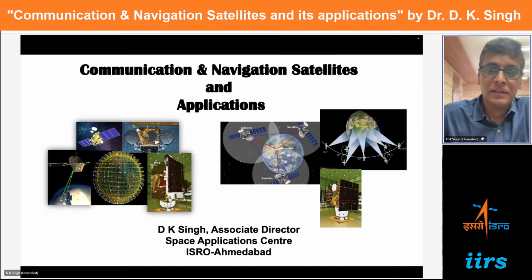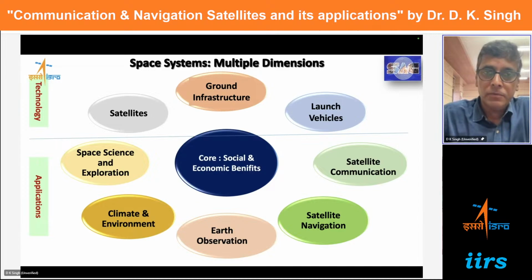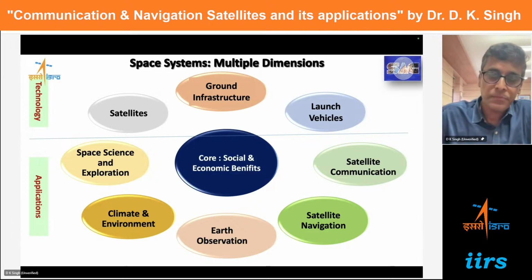So let us start the discussion today. If you look at the space system, it has multiple dimensions. The top side, you can say there are technologies, and the bottom side, there are applications, and they all cater to the core, which is social and economic benefit. So all these things are done to derive a certain set of social and economic benefits. And today's topic covers the technology elements as well as the application sector of the space system.